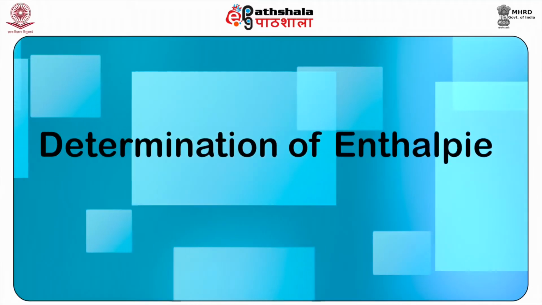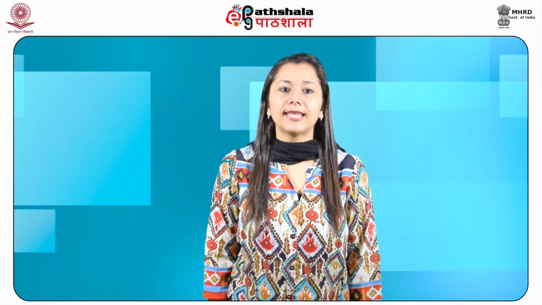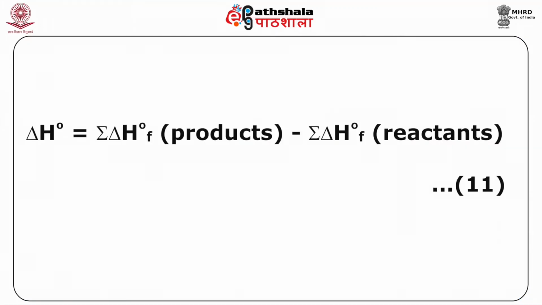Now we shall see how to determine the enthalpies of reactions. Enthalpies of reactions at 25 degrees Celsius can be determined if delta HF values of the reactants and the products involved in the reactions are known, as this is our equation 11. By convention, delta H naught values for the elements in their standard states are taken as 0.